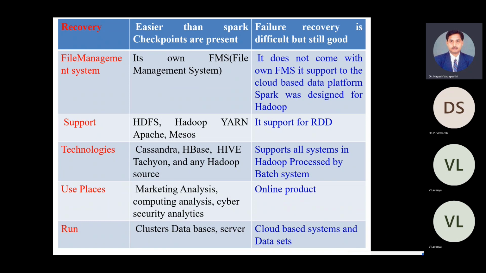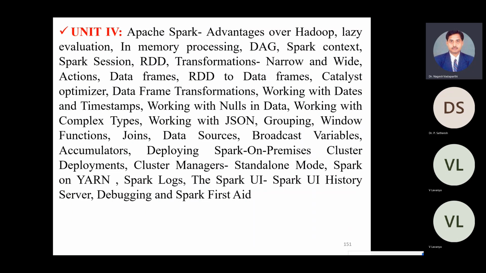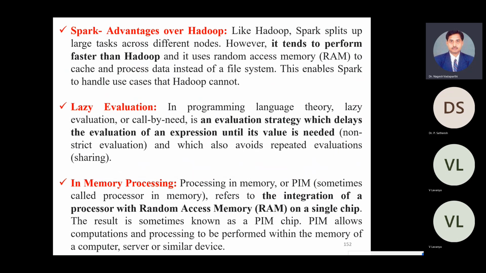Then run. Run is a parameter: in a Hadoop environment it uses clusters, databases, and servers. Whereas in Spark, cloud-based systems and data sets, because we are performing everything online in streaming processing, real-time processing. Whereas in Hadoop, we used to have batch processing. So that is the major difference between Hadoop and Spark. So the first concept in fourth unit is Spark splits up large tasks across different nodes.